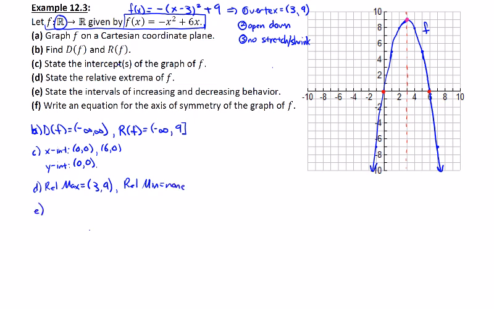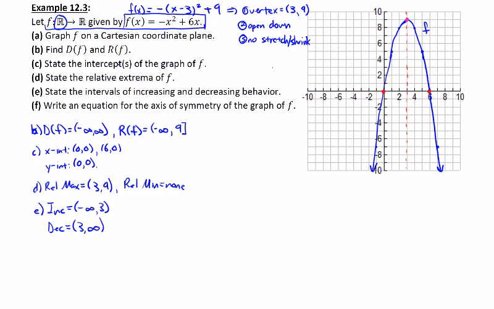Part E, state the intervals of increasing and decreasing. Everything to the left of the axis of symmetry, or the left of the vertex, is increasing, because you always have to read from left to right. And then everything to the right of the vertex, or the axis of symmetry, is going to have a decreasing behavior. So let's write that out. We are increasing from negative infinity to 3, and we are decreasing from 3 to infinity.